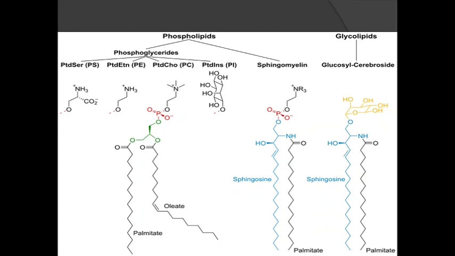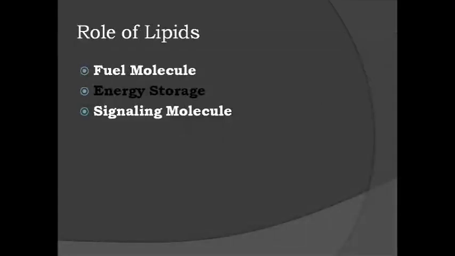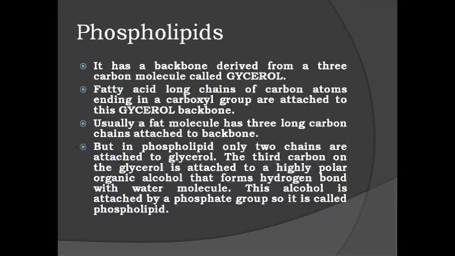Phospholipids are divided into different types, and glycolipids are also divided into different types. The role of lipids, as we know, is as fuel, as energy storage, and as signaling molecules. Now, the first category is phospholipid, which is the main structure of the membrane. Because they contain a phosphate group in their structure, they are called phospholipids.